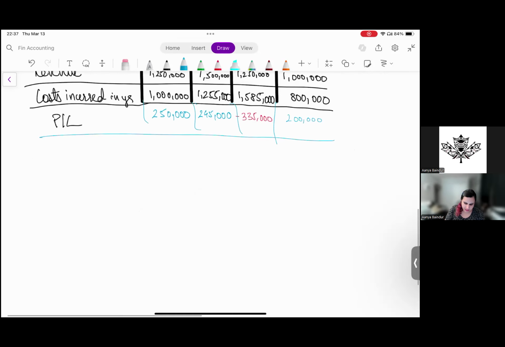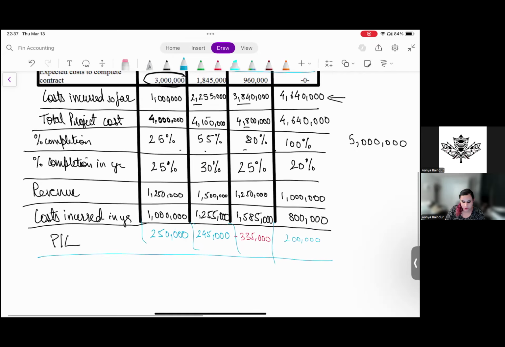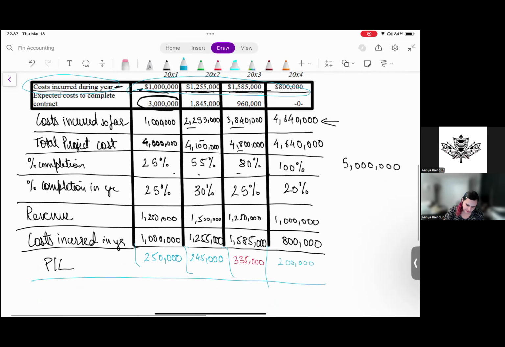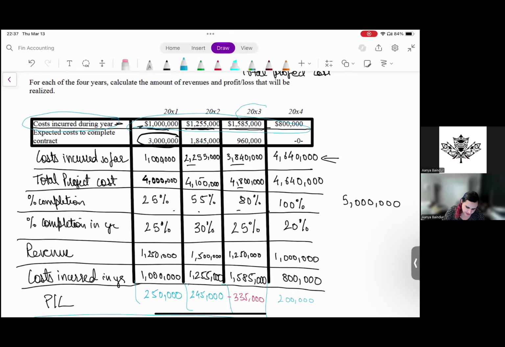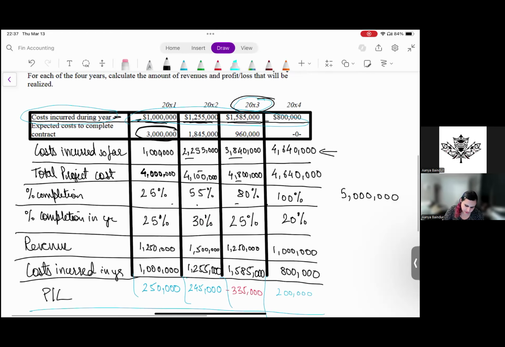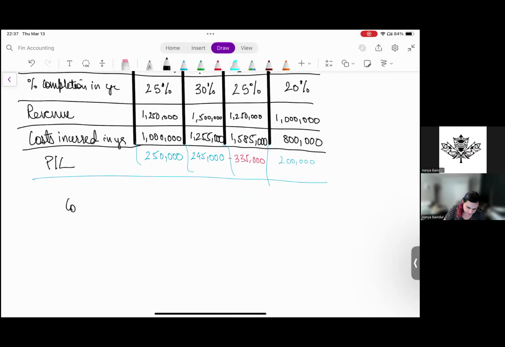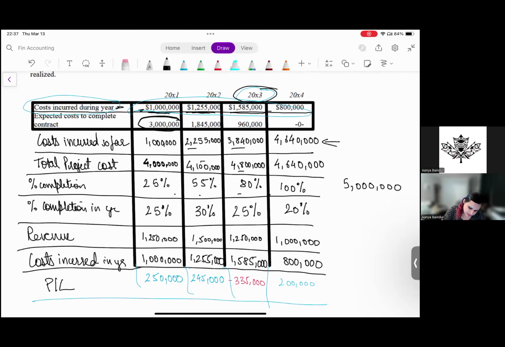However, if you really want, and they ask you for only one specific year, you could always just do it directly. So assume that you are only asked to find how much revenue has been generated and what your profit and loss is for year 20x3. So in that case, you just have to calculate what's the cost incurred to date, cost incurred to date 20x3. It'll be this figure added with this, right?